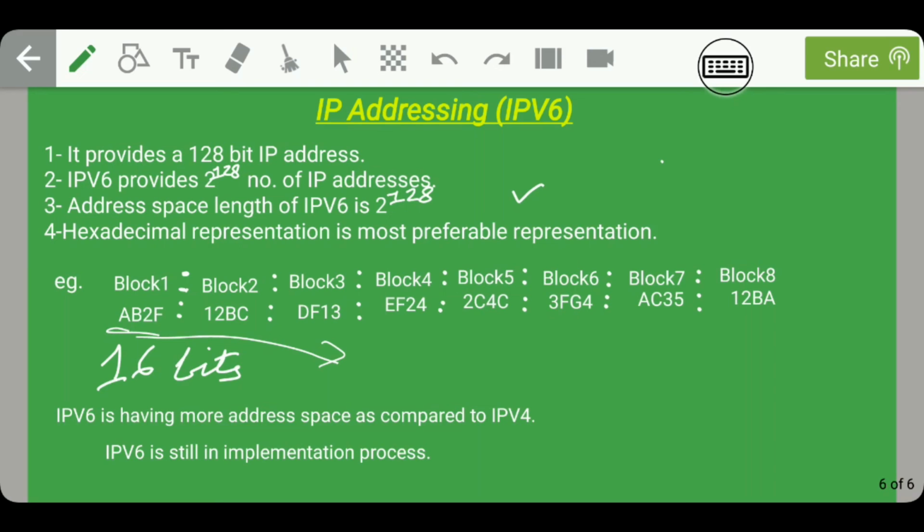So guys, the basic difference between IPv6 addressing and IPv4 addressing is that IPv6 has more address space as compared to IPv4. As we have studied, in IPv6 the address space is 2 raised to the power 128, whereas in case of IPv4 the address space is 2 raised to the power 32. Moreover, IPv6 is still in the implementation process. It is still not fully implemented, but IPv4 is fully implemented and even exhausted.